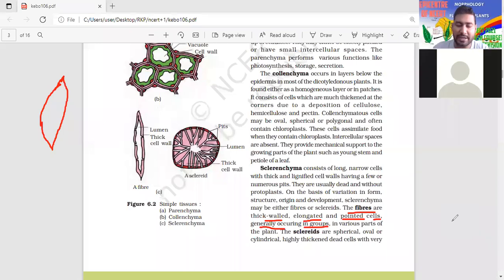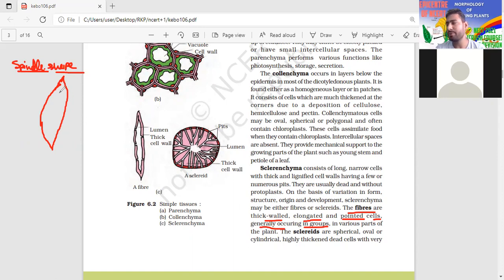This is called the spindle shape. Such a structure is known as a spindle shape structure. Clear? You know very well your smooth muscles are spindle shaped. If you see the xylem, it has two things, tracheids and vessels.